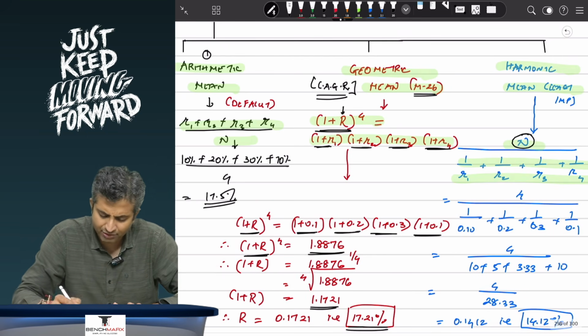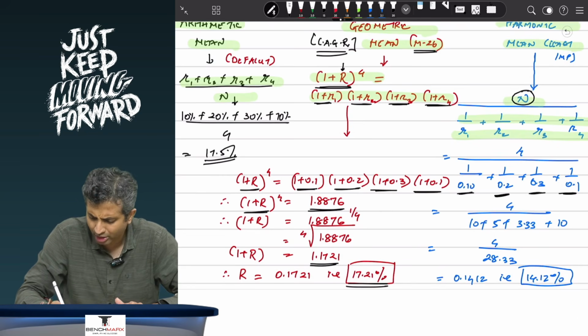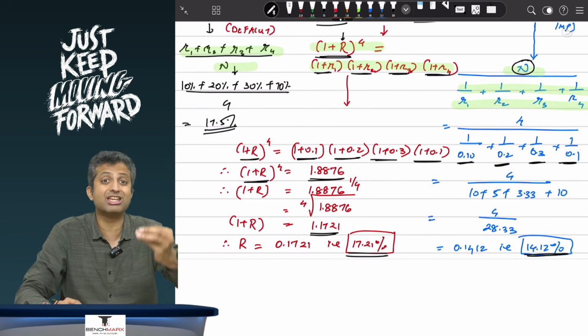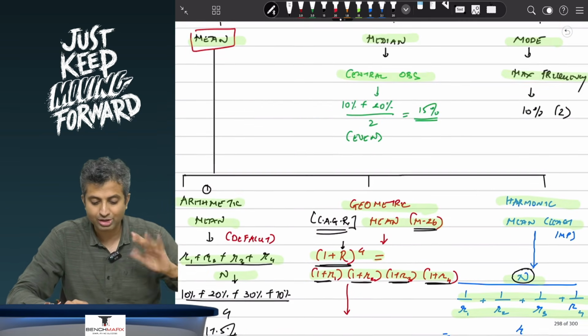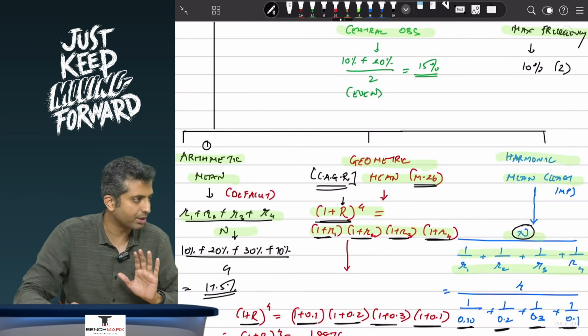So over here, if you take 1 divided by 0.1, 1 upon 0.2, 1 upon 0.3, 1 upon 0.1, you get your harmonic mean to be around 14.12%, if it comes, rarest of the rare case. But we are prepared. There's no further measure of central tendency in mean. There are these 3 measures. If something comes, we are now prepared.